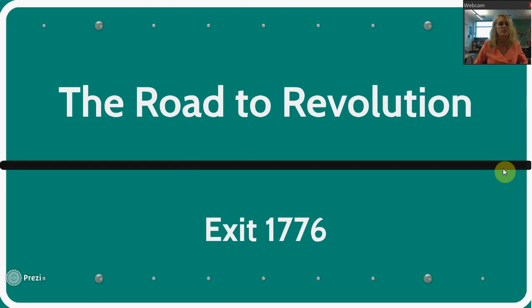Hey guys, so today we're going to be looking at the events that led up to the American Revolution, or the road to the American Revolution, if you will. So you should have a graphic organizer that looks a little bit like this. It's got kind of a million boxes on it. Just be aware, this graphic organizer is a little funky.